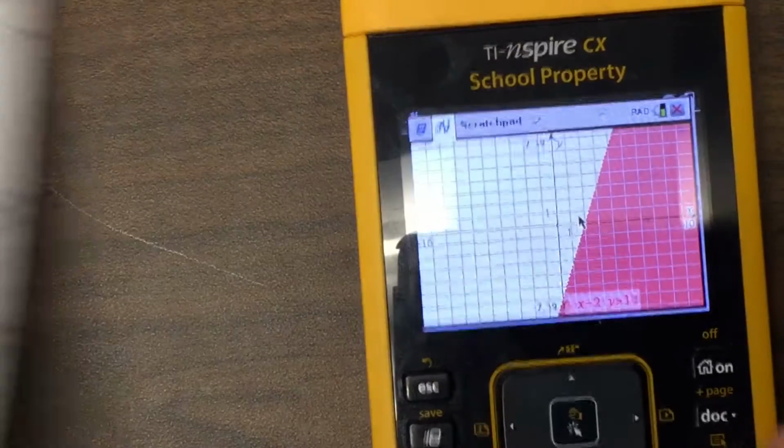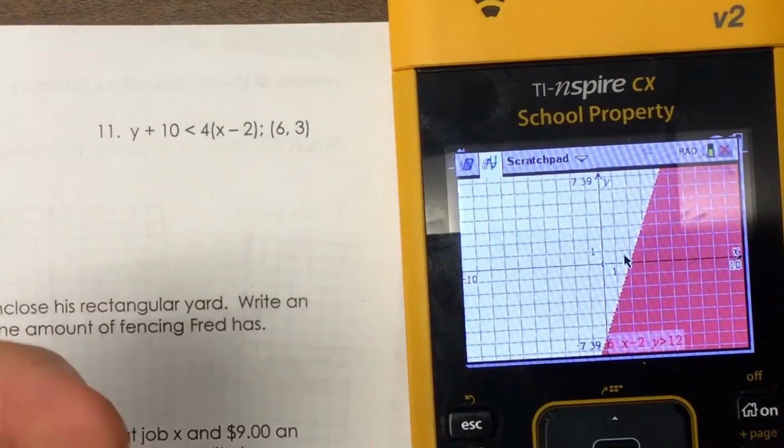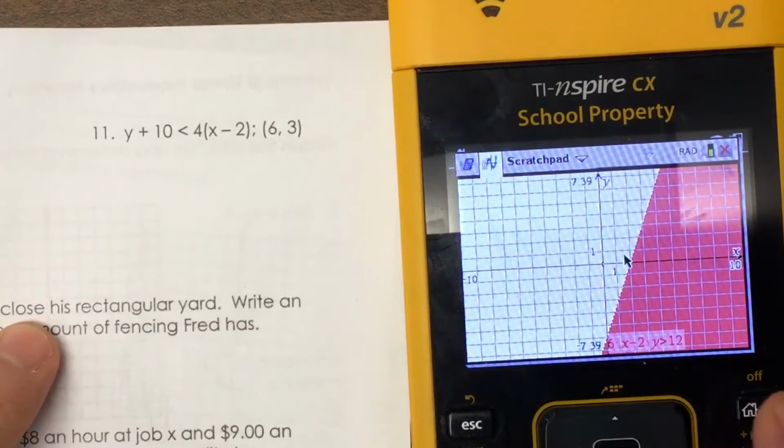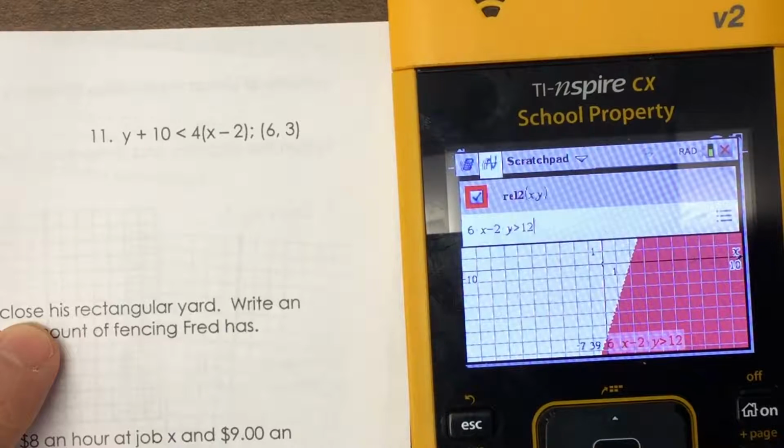Okay, let's do number 11 the same way. I'm going to go ahead and delete my inequality and write over it. So I double click, delete all this stuff out.